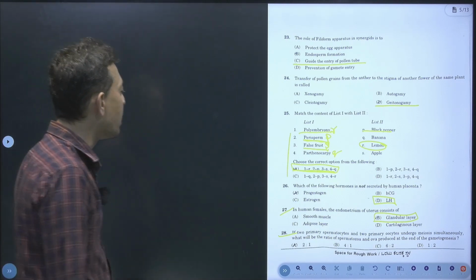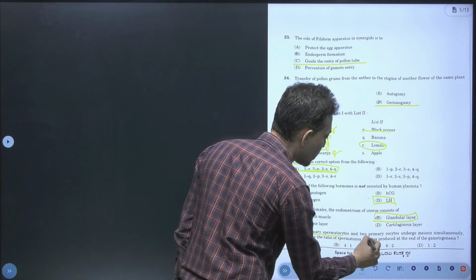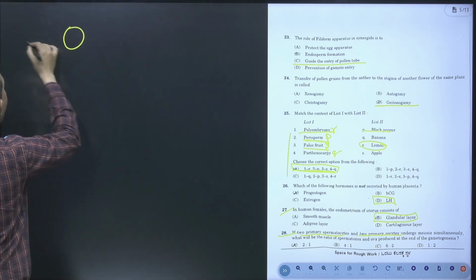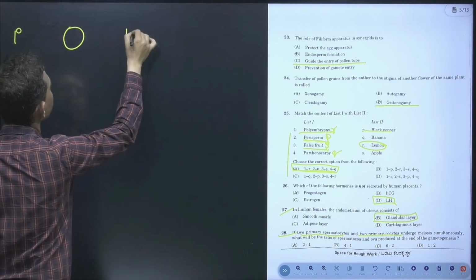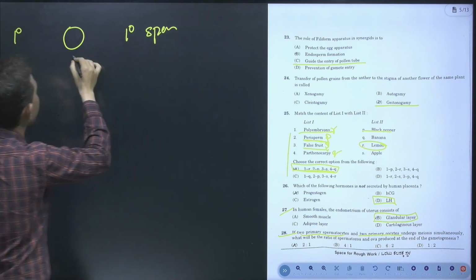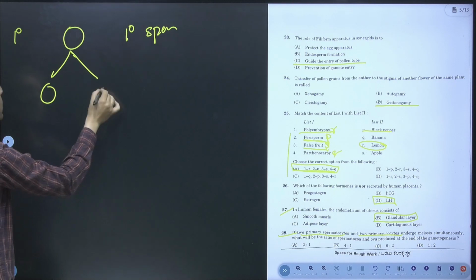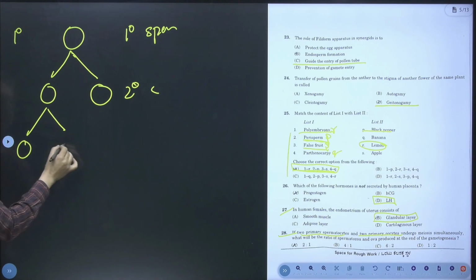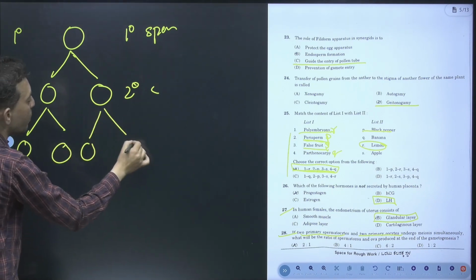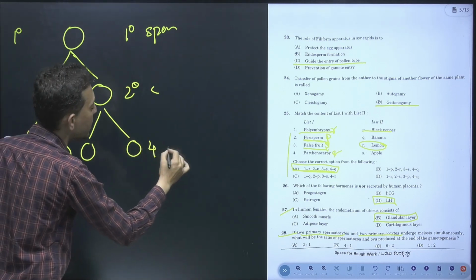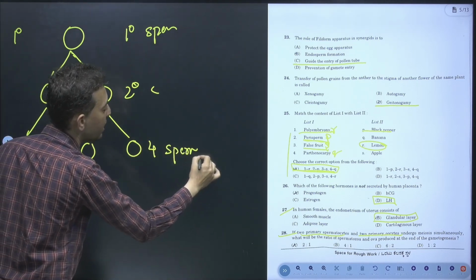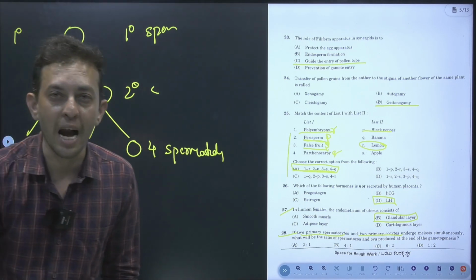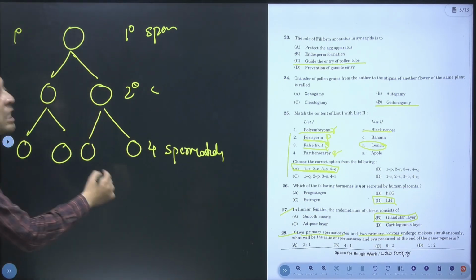Next one, 28th question. If they have given 2 primary spermatocytes, 2 primary oocytes, right? If there is one primary spermatocyte, then it will produce two secondary spermatocytes. Those two secondary spermatocytes will again undergo the second meiotic division and produce how many spermatids? 4 spermatids, right? One primary spermatocyte will produce 4 spermatids.